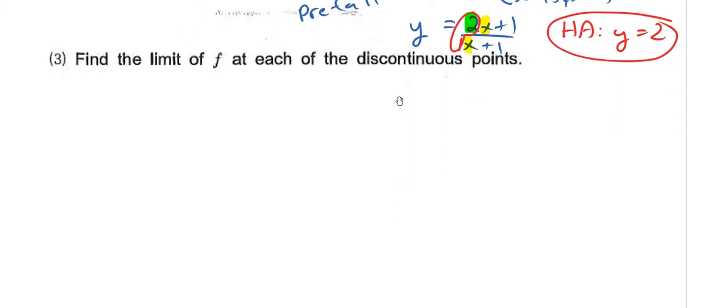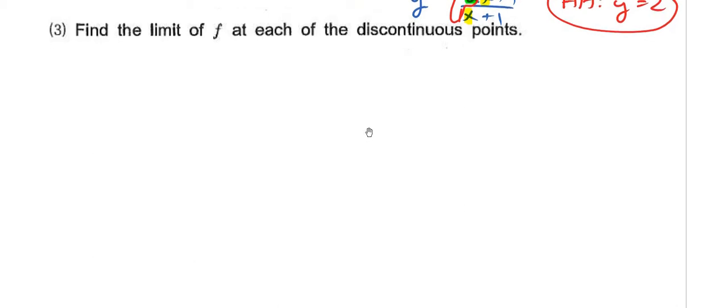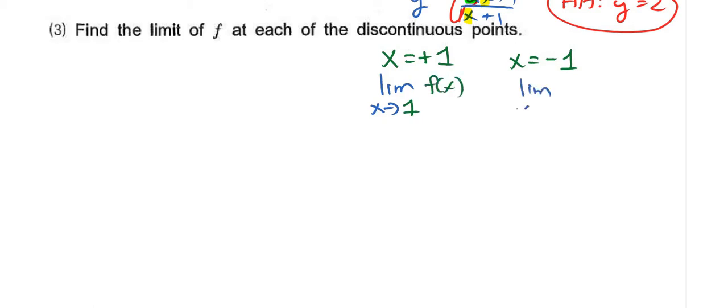Find the limit of f at each discontinuous point. Alright, so our discontinuous points were x equals positive 1 and x equals negative 1. That's based on the results from question number 1. And what we need to do now is find the limit as x approaches positive 1 of f of x, and we also need to take the limit as x approaches negative 1 of f of x.